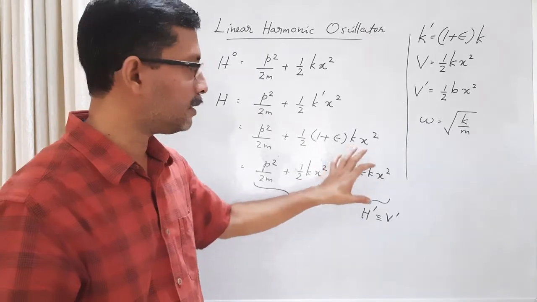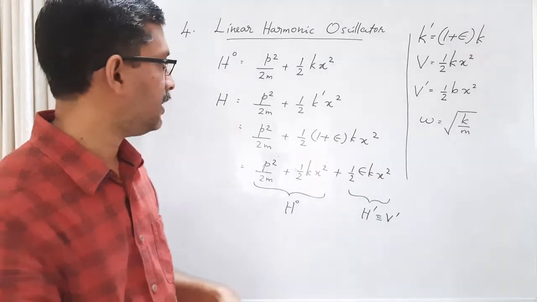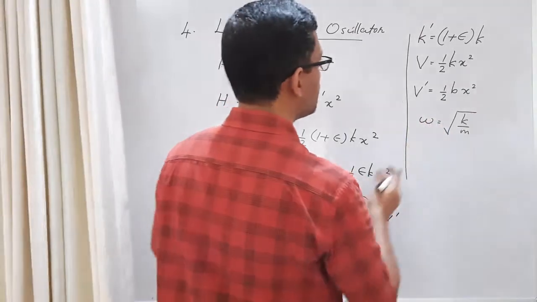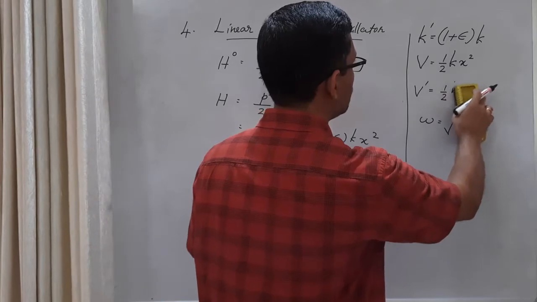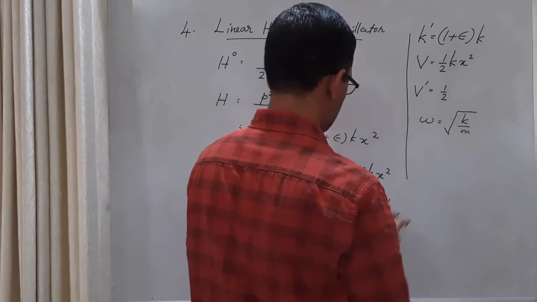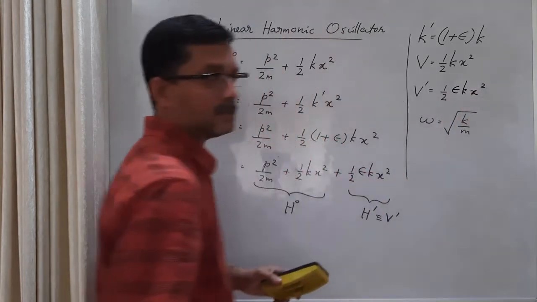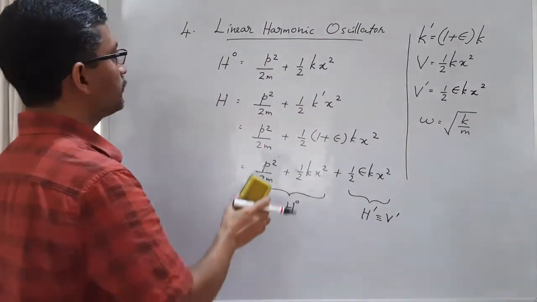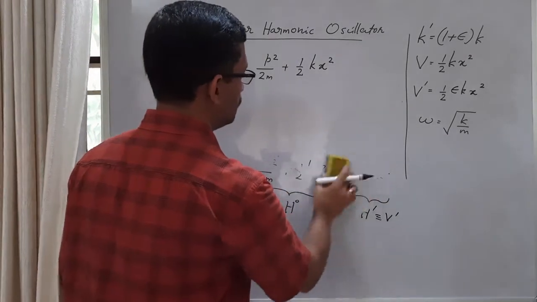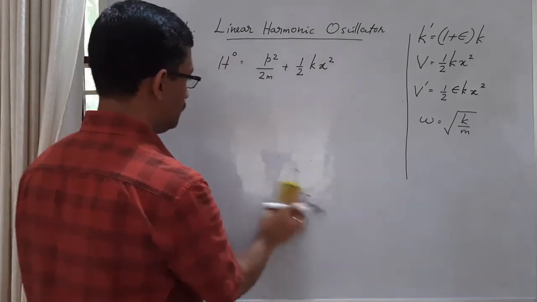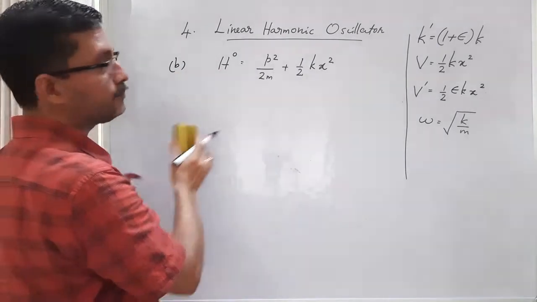Now we have obtained the perturbation. Then we can calculate the first order correction in energy. So what is perturbation? If I write it in this form, V prime is equal to half epsilon k x square. That is the perturbation. So this is part B. What we are discussing is part B.